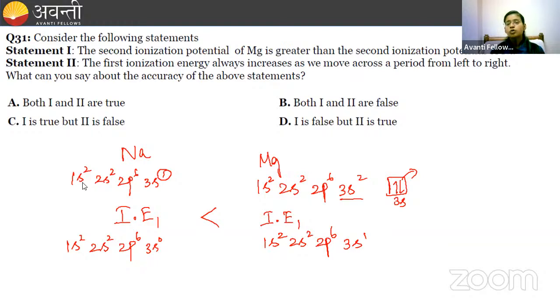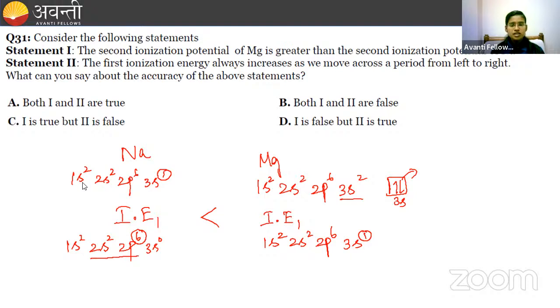But after the removal of that one electron, I have to go to the next electron, which is called the second ionization potential. The removal of the second electron leads to the second ionization potential of each atom. To remove the second electron for sodium, I have to go to the inner shell, which is the second shell, and the inner shells are fully filled. Coming to magnesium, the second electron is present in the 3s orbital itself.